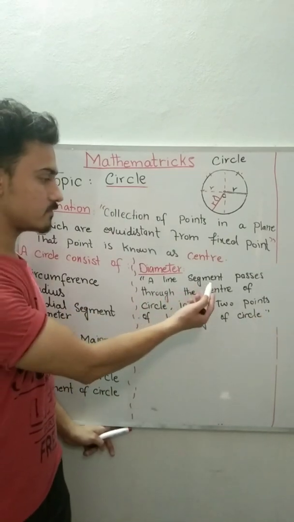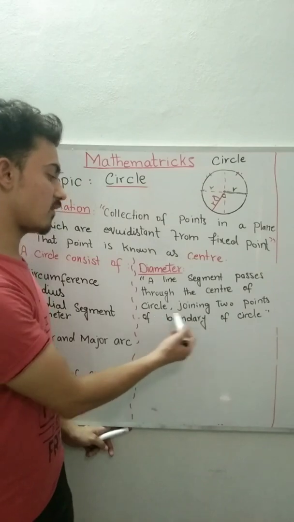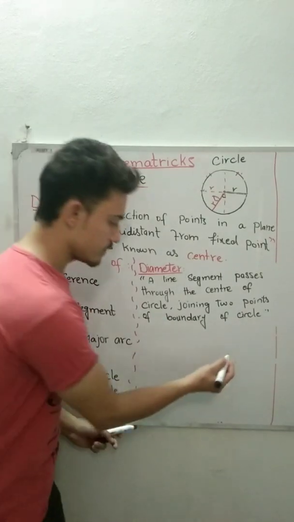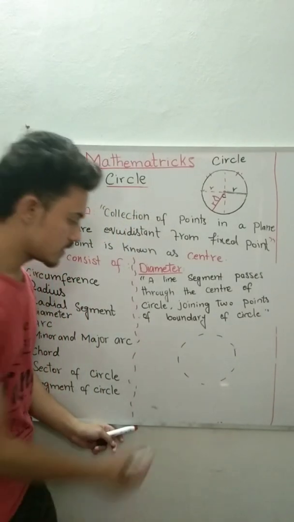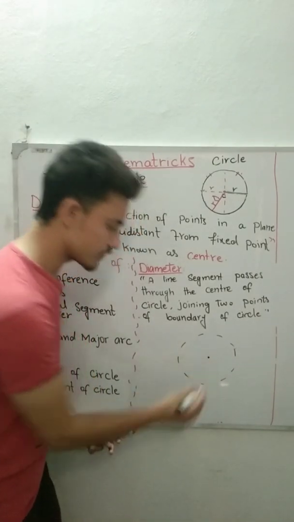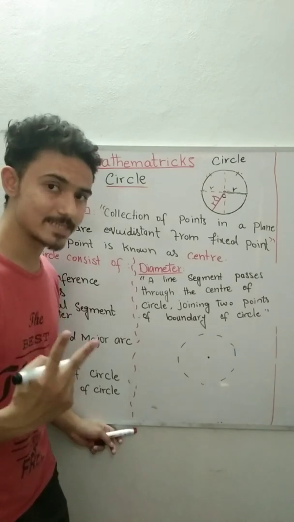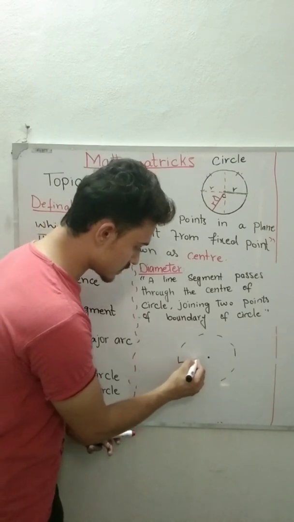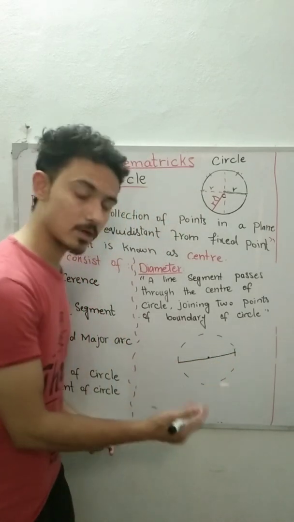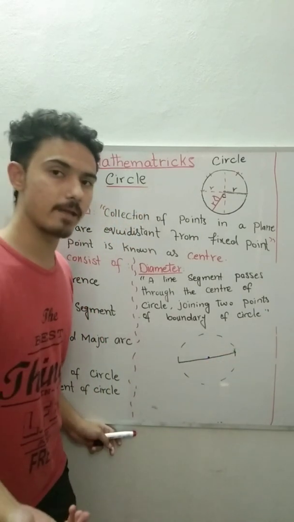A line segment which passes through the center of a circle by joining two points on the boundary of the circle. This is my boundary of a circle. This is my center. I have a line segment. We know that a line segment is the one which has two endpoints. So a line segment which passes through the center of the circle joining two points on the boundary of a circle is known as the diameter.